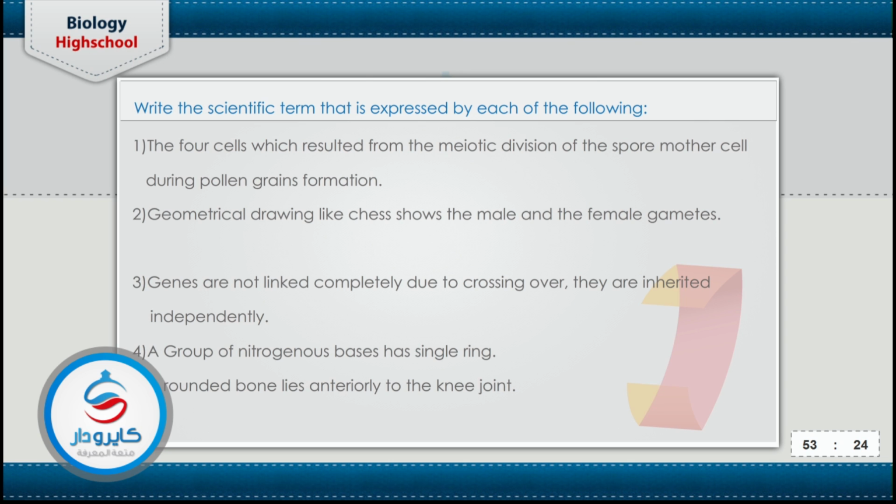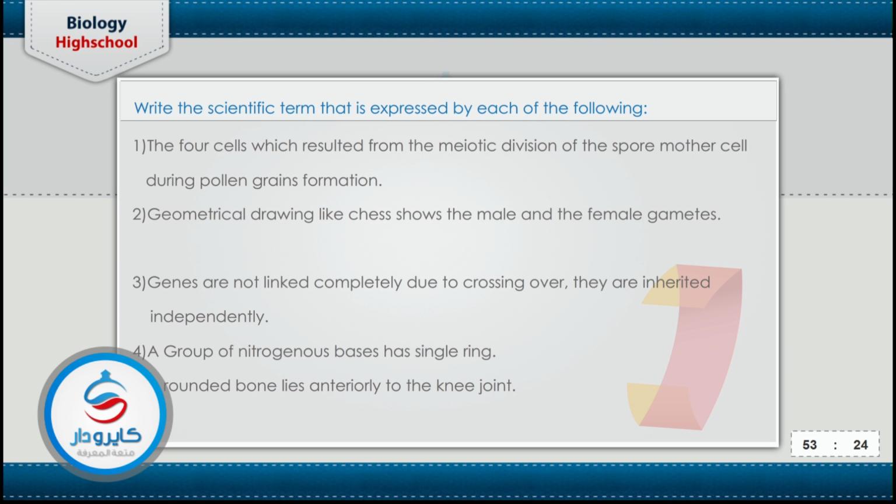Number 2, the geometrical drawing like a chessboard that shows the male and female gametes during genetic problems is called the Punnett square. So the right answer is the Punnett square.